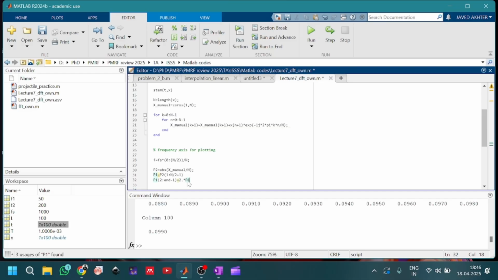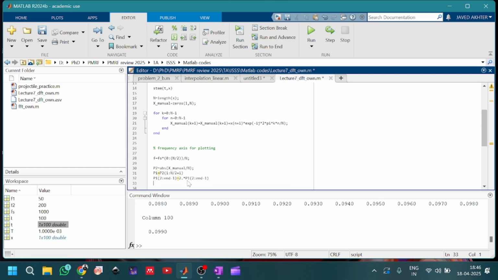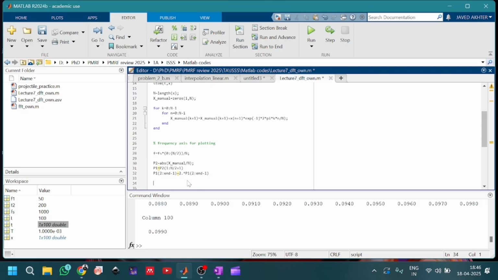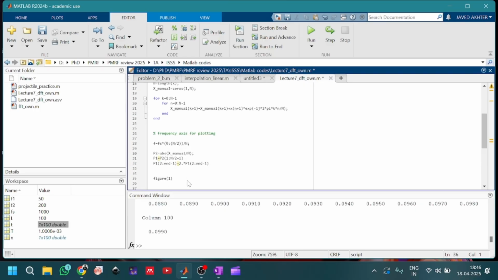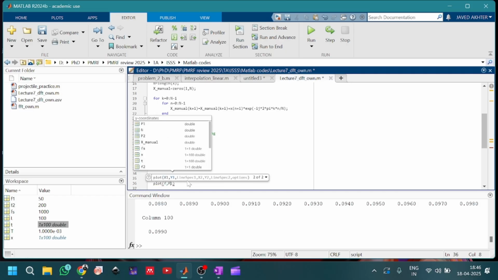P1. Okay, so P1 is the Fourier transform of the upper-order signal. So let me plot it. Figure 1. Let me plot f versus P1.